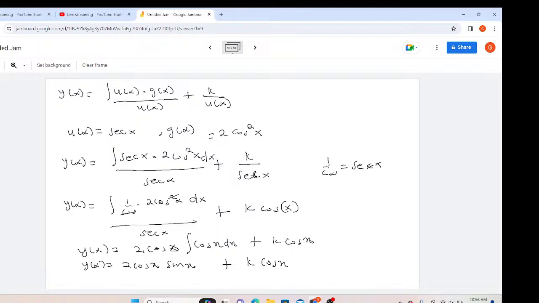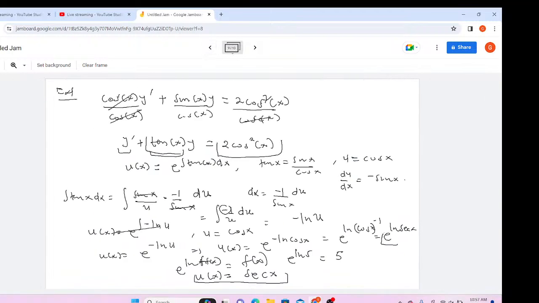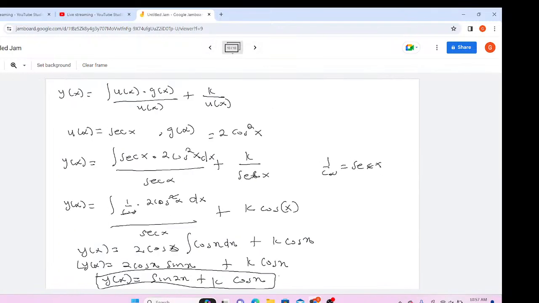We know 2 cos x sine x is actually sine 2x. You can just see that our y of x is equal to sine 2x plus k cos x. So this becomes our solution to a differential equation. You could either end here or go ahead and end here. Because we weren't given any boundary condition, we'll just end here. So this becomes our solution to the differential equation.